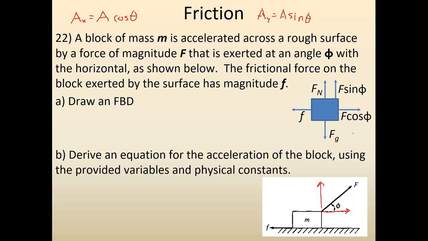Now for part B, they want us to figure out the acceleration using the variables. Once again, if I'm looking at this, there's only one direction where it's going to end up accelerating. It's going to be horizontal. So I'm going to do the sum of the forces in the x direction. It's going to be F cosine phi minus the frictional force, and that's going to be equal to ma because it is going to end up accelerating. Just divide the m over and I get this. So it seemed like a very complex question, but it actually was pretty straightforward and pretty easy.